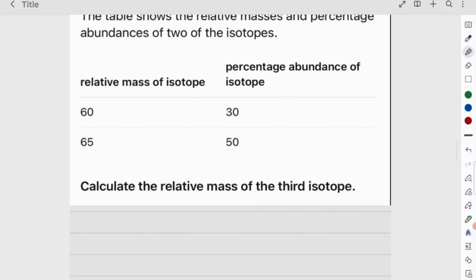Percentage abundance of isotopes is given as 30 and 50. Relative mass of isotopes is 60 and 50. So if two isotopes have 30 and 50, then 30 plus 50 will have 80%. So out of 80%, the third isotope will have 20% of the isotopic mass. So now we have to calculate this X.